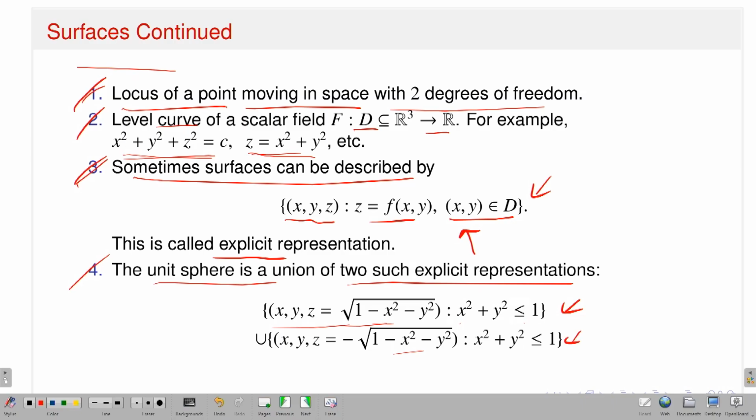So that is a union of two explicit representations of the given sphere of radius 1, because x, y varies over x square plus y square less or equal to 1 in 2 dimensions, but z you can write in terms of x and y, which is nothing but square root of 1 minus x square minus y square. Plus stands for the upper hemisphere and minus stands for the lower one. Together it will give you the full sphere of radius 1.